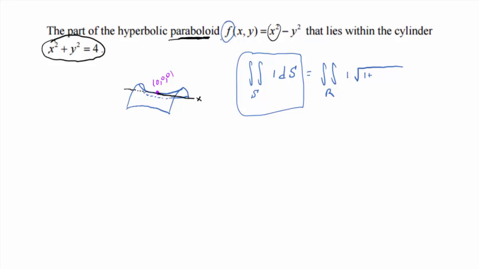And then dS is the square root of 1 plus the partial squared. In this case, we're calling it f. So instead of calling it g sub x squared, we'll call it f sub x squared, plus f sub y squared, dA. So dS is this whole part right here.